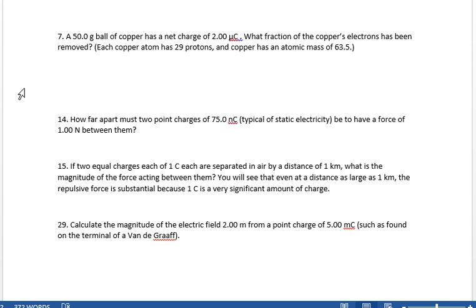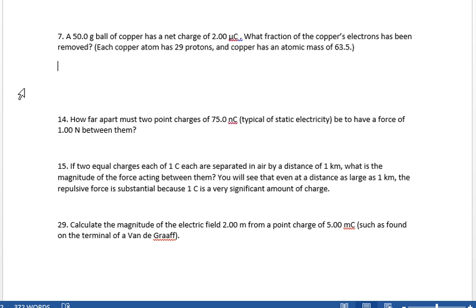Okay, so each copper atom has 29 protons, and copper has an atomic mass of 63.5. The atomic mass of 63.5 means on average copper has 29 protons plus neutrons totaling 63.5, giving it an atomic mass unit of 63.5. It also means that copper has a mass of 63.5 grams per mole, right?